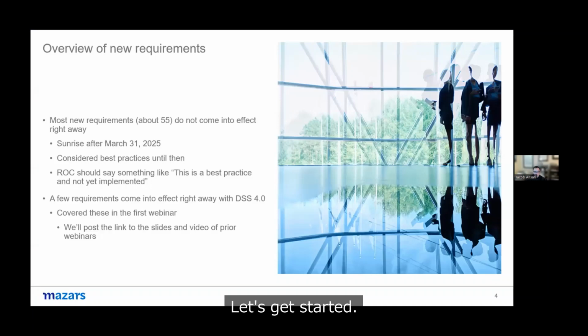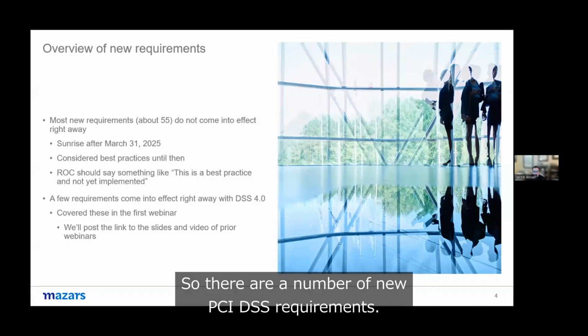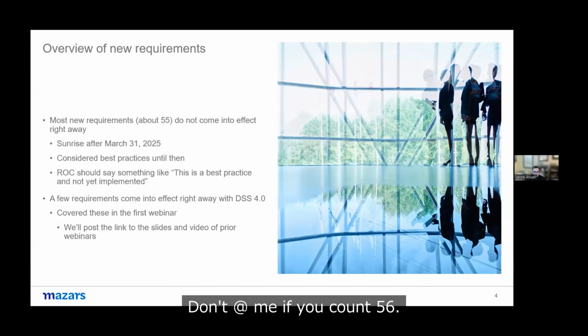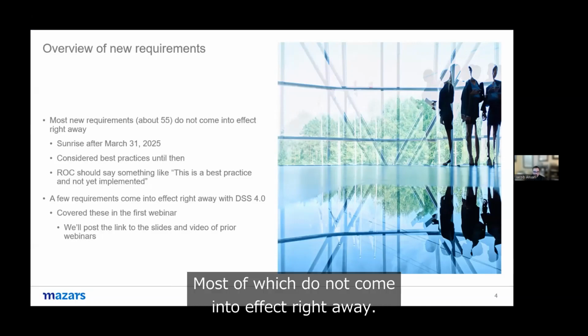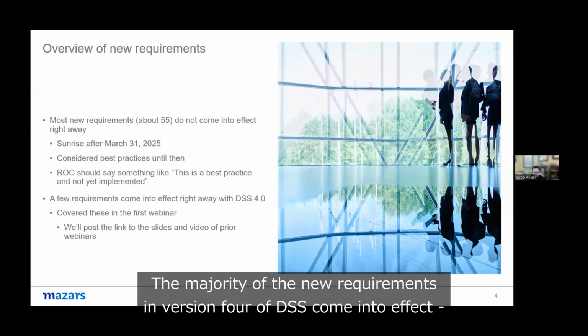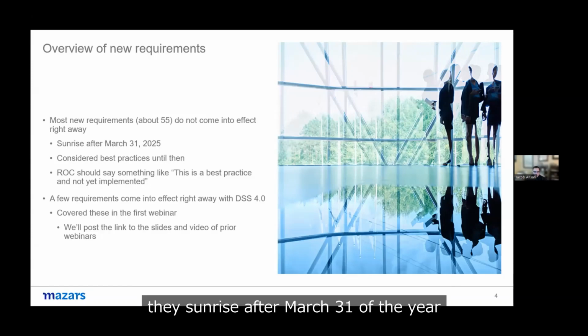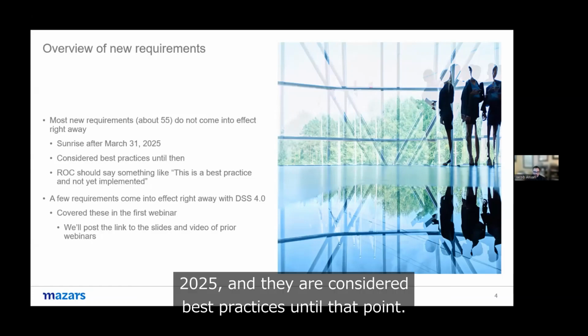Let's get started. So there are a number of new PCI DSS requirements. I think there are about 55. Don't at me if you count 56. Most of which do not come into effect right away. The majority of the new requirements in version 4 of DSS come into effect, they sunrise, after March 31st of the year 2025, and they are considered best practices until that point.